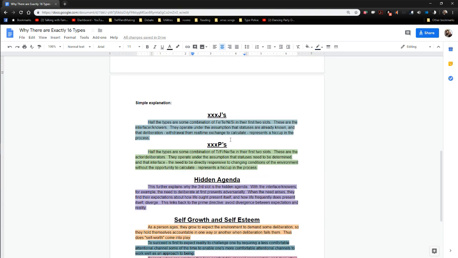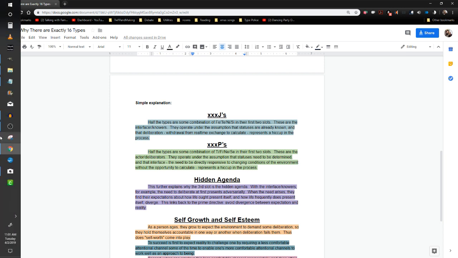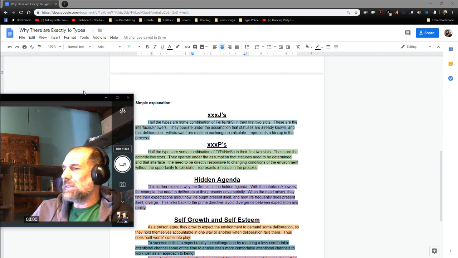So half the types are some combination of FE, TE, NI, SI in the first two slots. These are known as interface knowers. They operate, by me anyway, under the assumption that statuses are already known and that deliberation, withdrawal from real-time exchange to calculate, represents a hiccup in the process. The XXXPs, half of the types, are some combination of TI, FI, NE, SE in their first two slots. These are the action deliberators. They operate under the assumption that statuses need to be determined and that interface, needing to be directly responsive to changing conditions of the environment without the opportunity to calculate, represents a hiccup in the process.